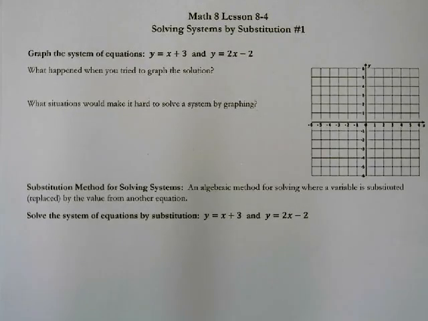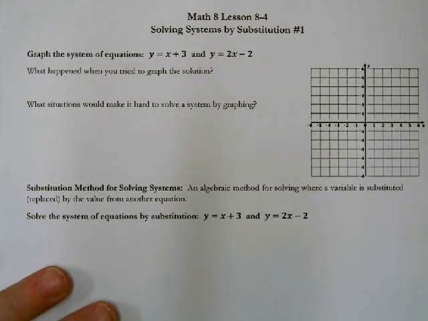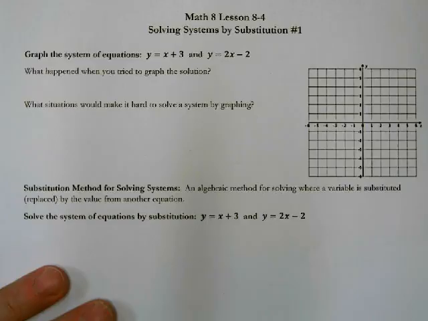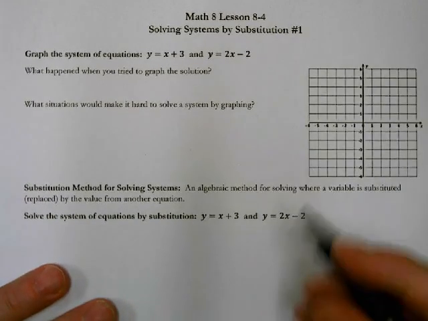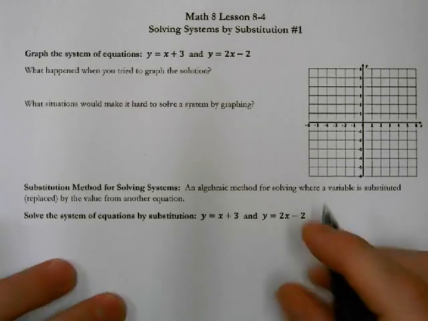We're going to come up with a new method today to solve systems problems. It's called the substitution method. We're going to start off by graphing the system. And remember, the solution to a system is where the two lines intersect each other. So we're looking for the spot where they're going to cross.